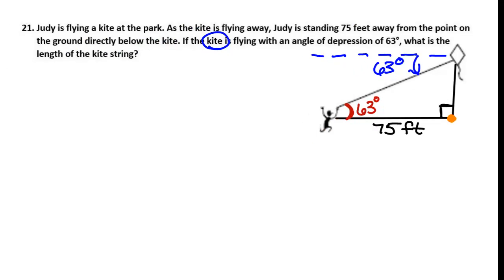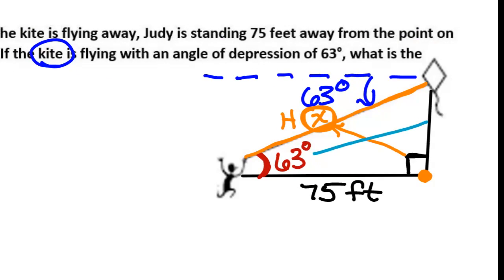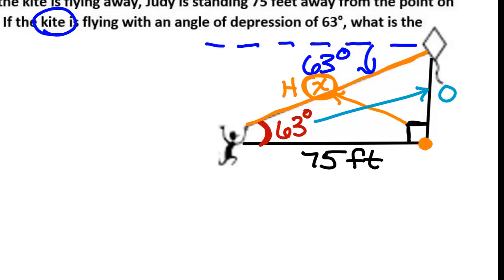What is the length of the kite string? Here's that kite string. That's what we're looking for. That is my hypotenuse. So we're looking for the hypotenuse. We do not know how high up in the sky the kite is. That would be my opposite side. But we do know the adjacent side. That's this 75 feet.